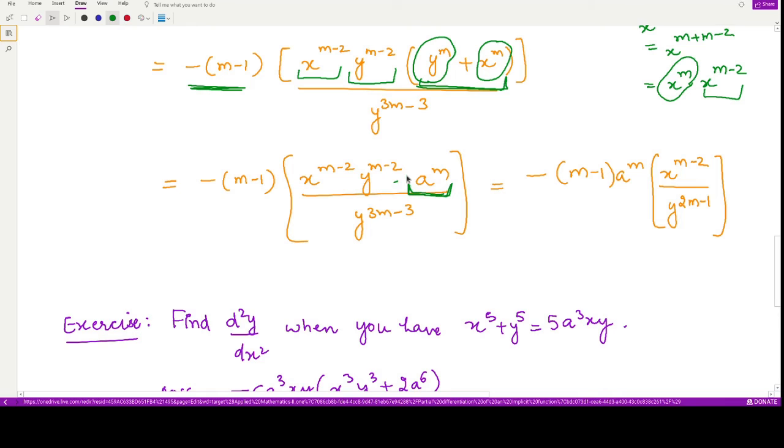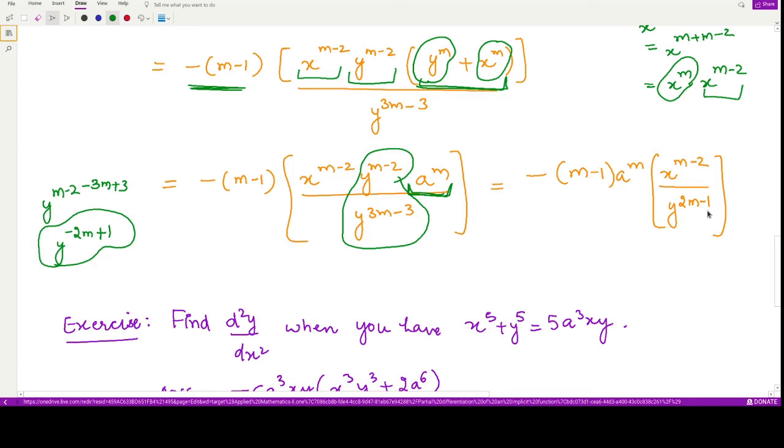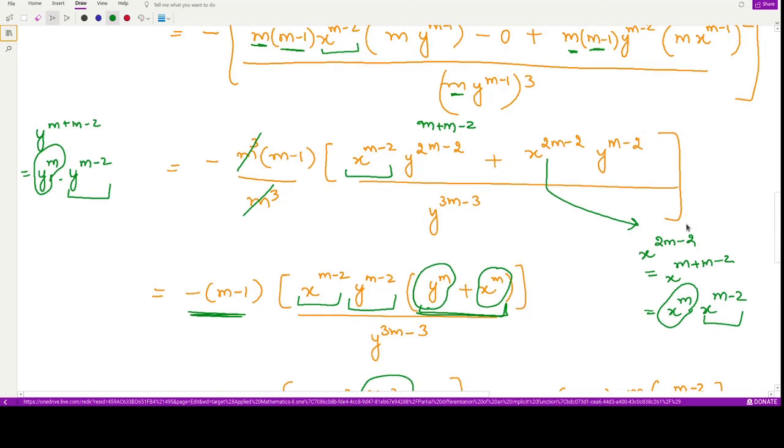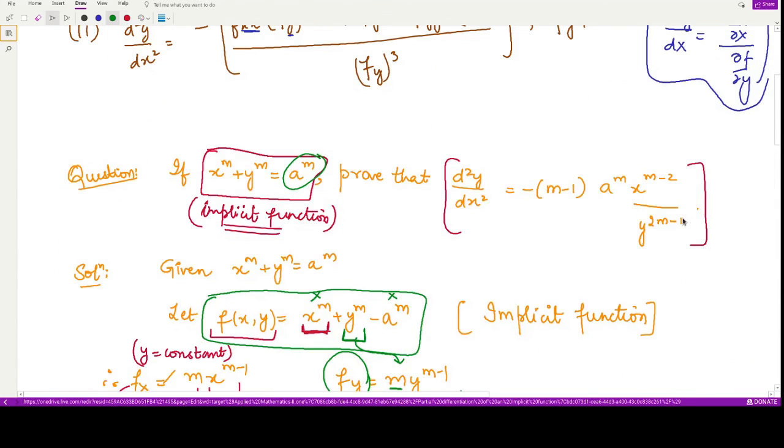So now we can simplify the powers of y. We have the power of y as m minus 2. You can shift this term up so that the powers are minus 3m plus 3. So it would become y to the power minus 2m plus 1, or you could shift this term to the denominator, so it would be y to the power 2m minus 1. So this is the final answer, and this is what we were required to prove in the given question.